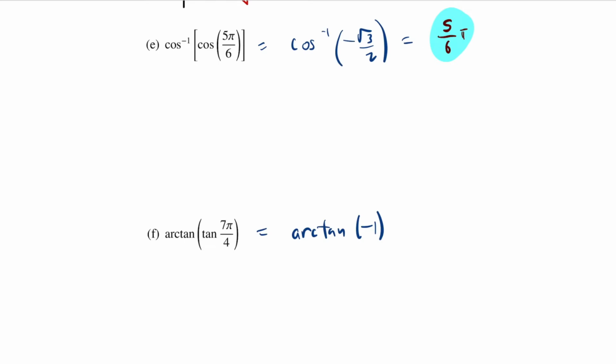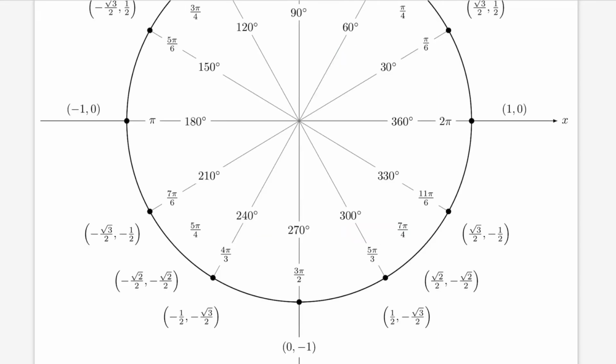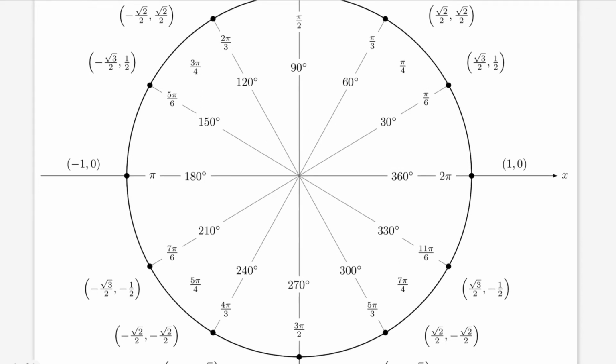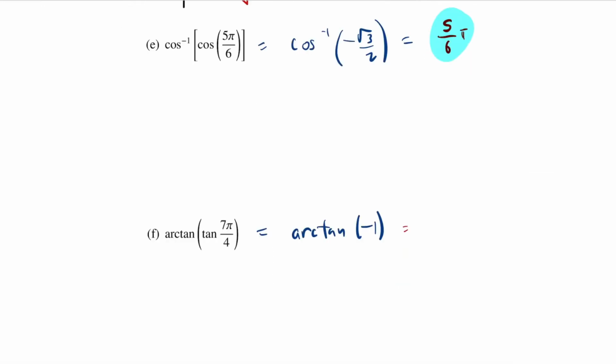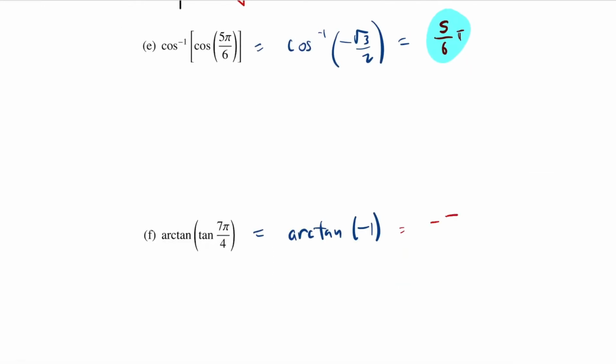So we're looking for the angle whose tangent value is negative 1. Since it's negative, it has to be in quadrant 4. So this would be the coordinate that has a tangent value of negative 1. So the answer is not 7/4 pi because that's not in the domain. So instead of going to positive pi over 4, you would go to negative pi over 4. So you would call that negative pi over 4 instead of 7/4 pi, because negative pi over 4 is in the domain of the inverse tangent, whereas 7/4 pi is not in the domain.